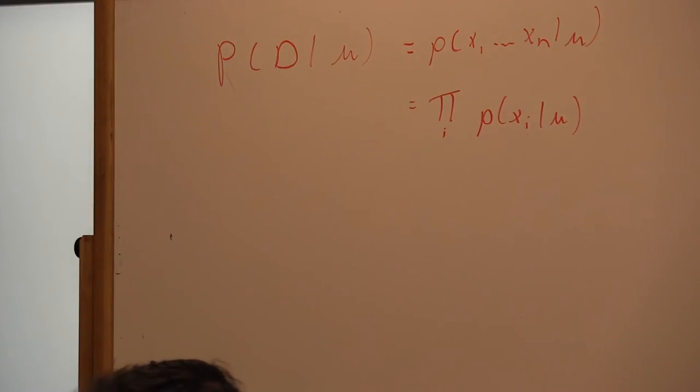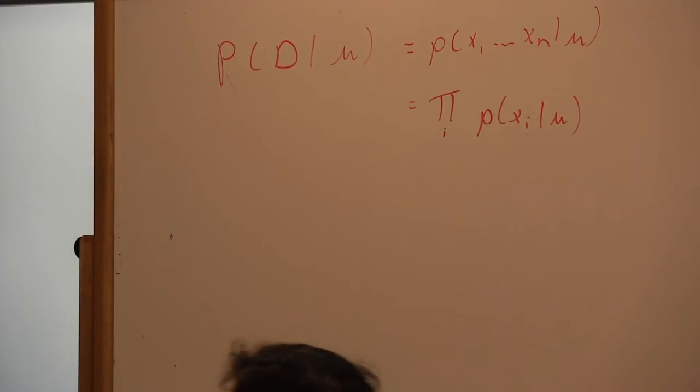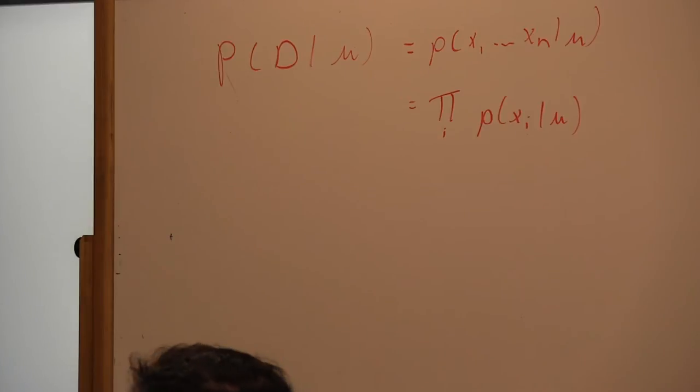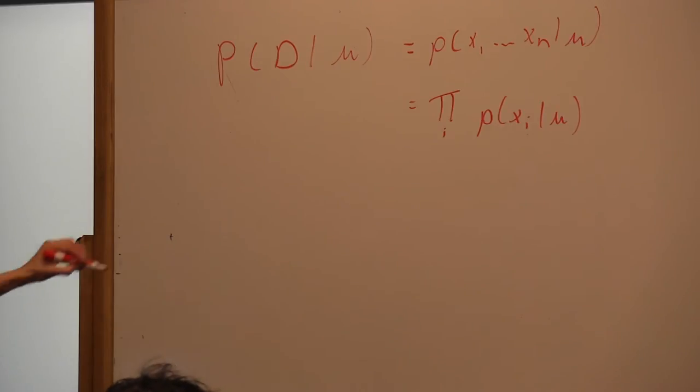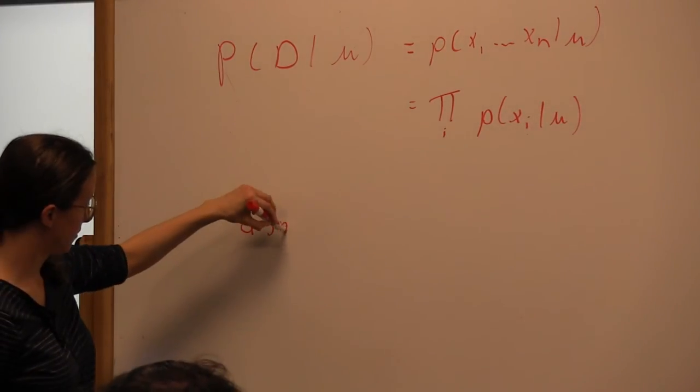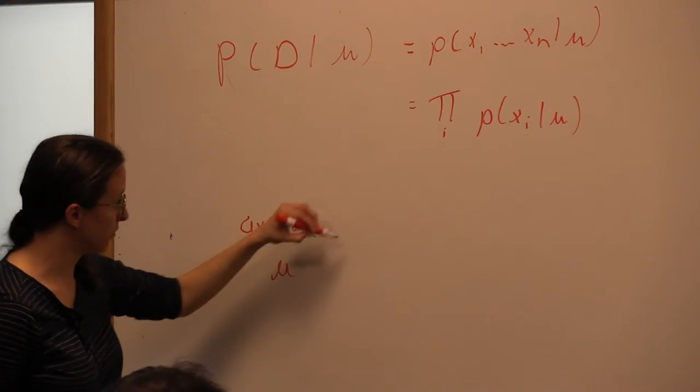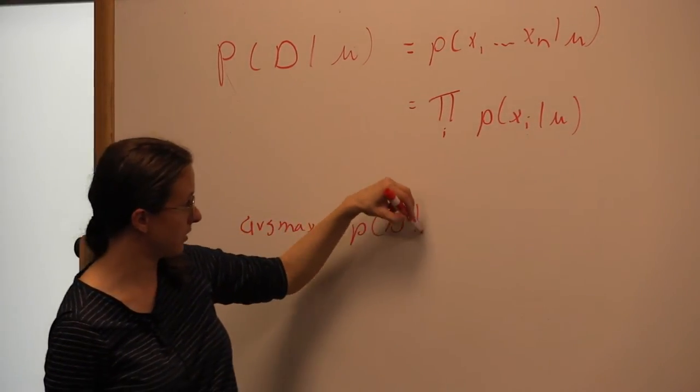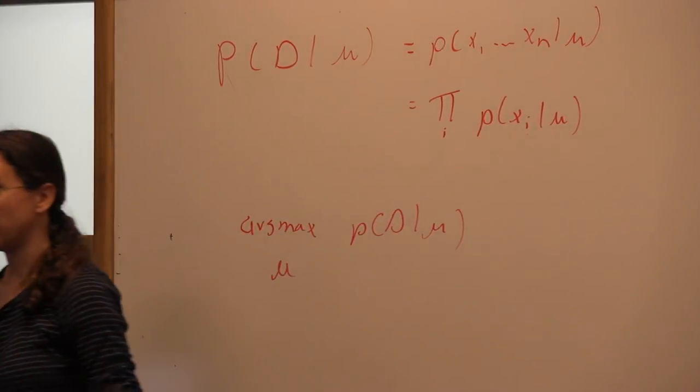So this is the Bernoulli distribution with the x to the n and 1 minus x to the n, probability of heads, probability of tails. This should be on the outside, I think. Sorry about that. And then for maximum likelihood, we're going to do argmax over mu, probability of d given mu. So what do you think about that?